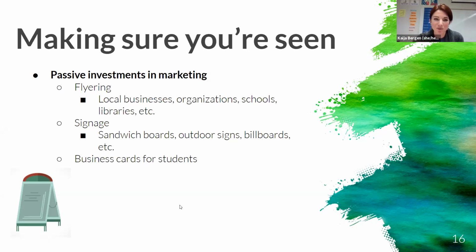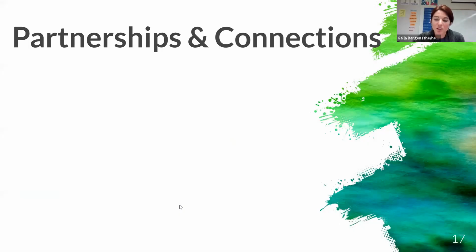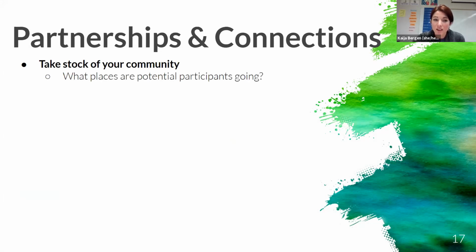connect them to you. If you're able to do a little bit more active outreach in person, then first, again, a reminder to take stock of your community. Think about the places that potential participants are going. We have a laundromat that's very popular close to us. A lot of people are just sitting at the laundromat waiting for their clothes to be done. You can put up flyers. You can also go and table or talk to people in spaces like that.